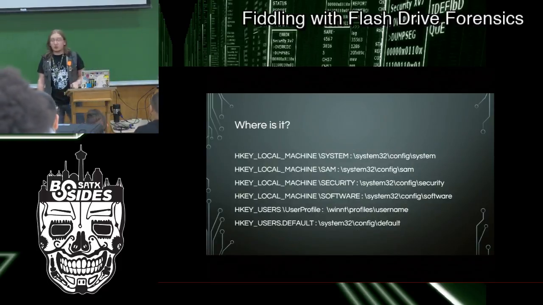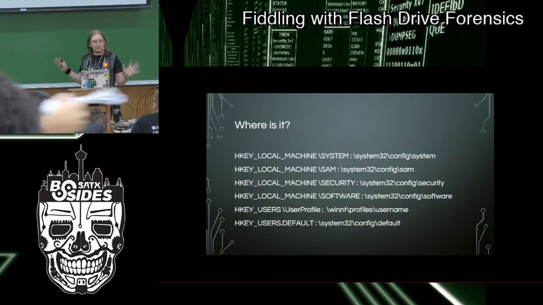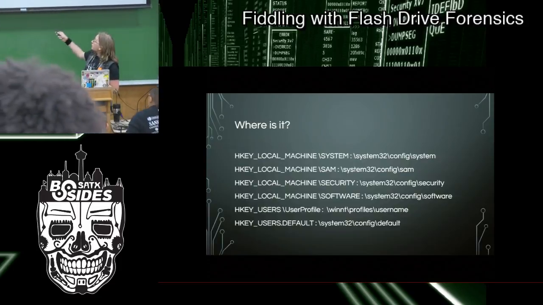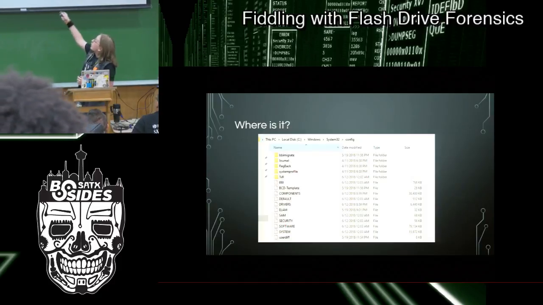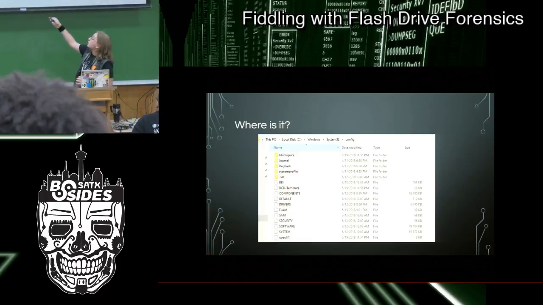So where is the registry located? We have these registry hive keys. That's what they call them. So you have the system key, the SAM key, security, software, your profiles, and your 32 config. This is where they actually reside on your hard disk, under C, Windows, System32, config. Have I lost anybody yet? Good, good.